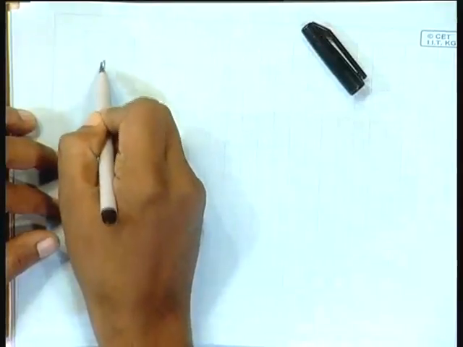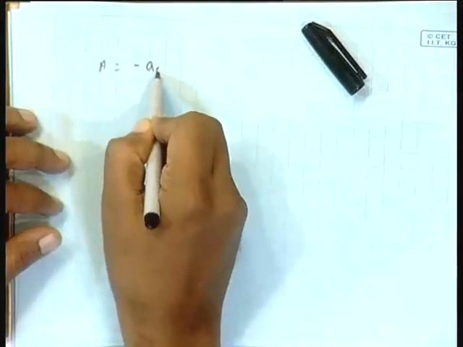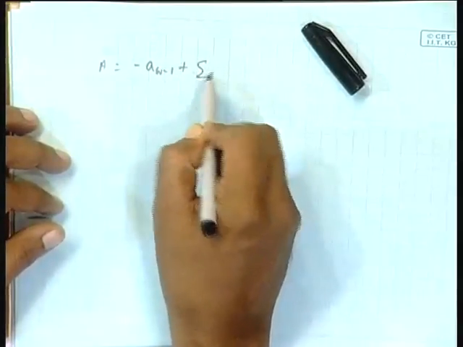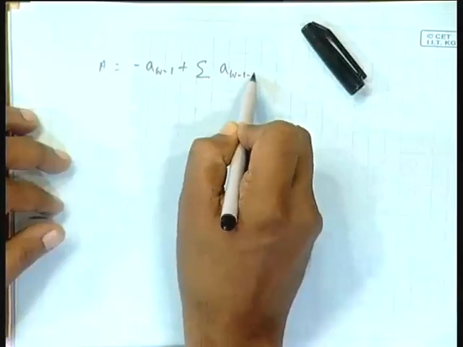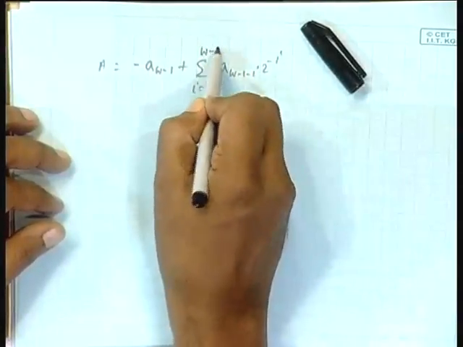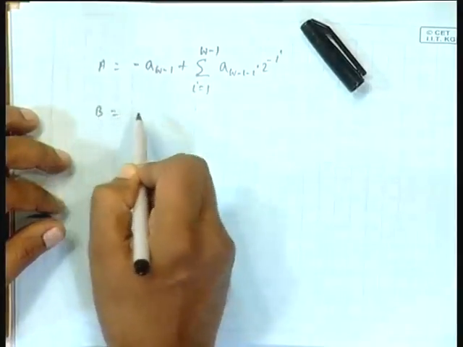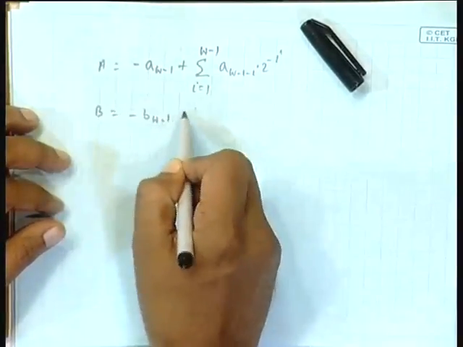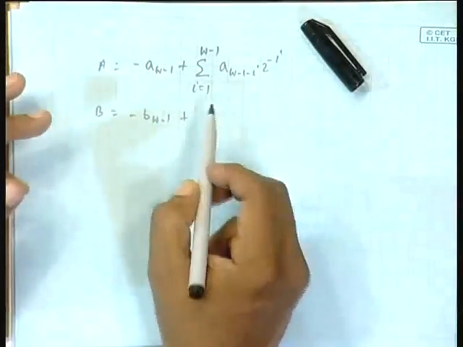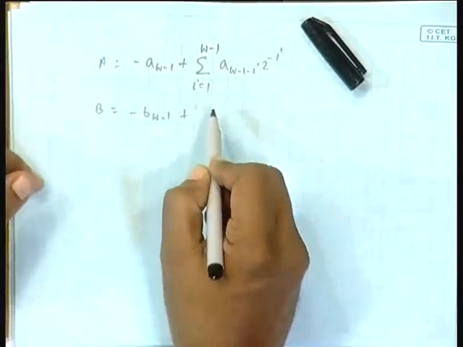But the main advantage is under 2's complement, as you can see, suppose there are two numbers A and B. I am considering the same word length W. You can choose different word lengths also, but I am just taking the same.